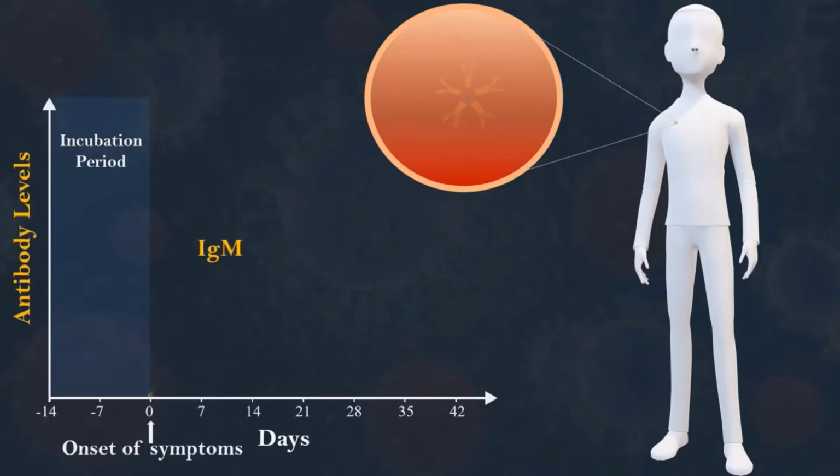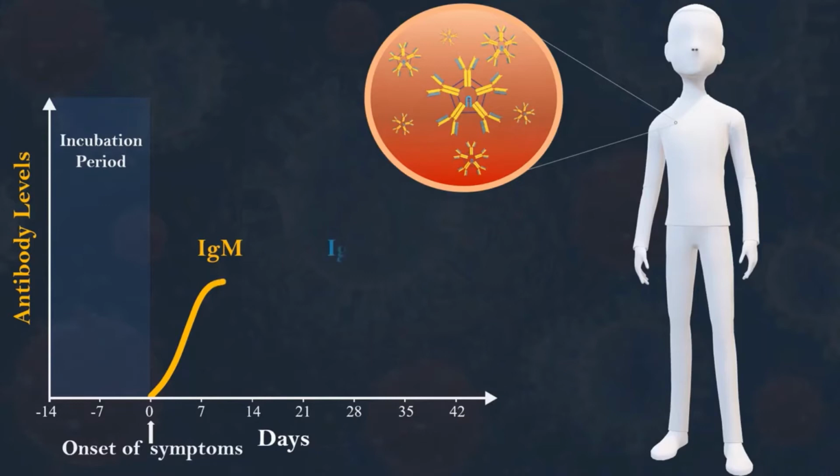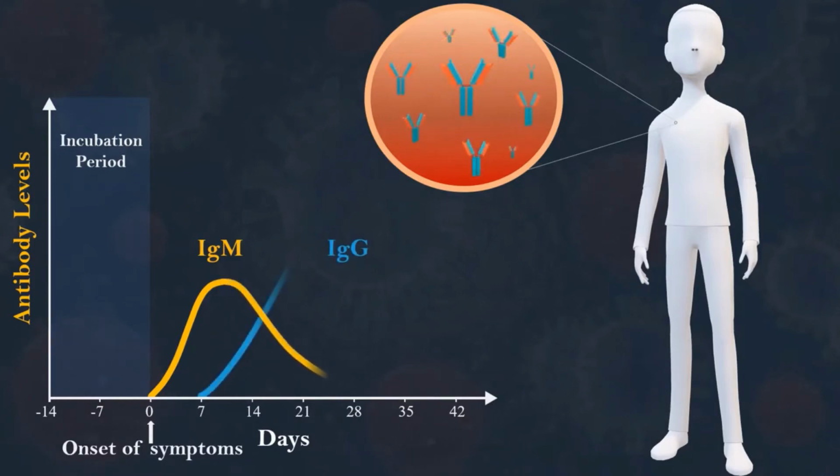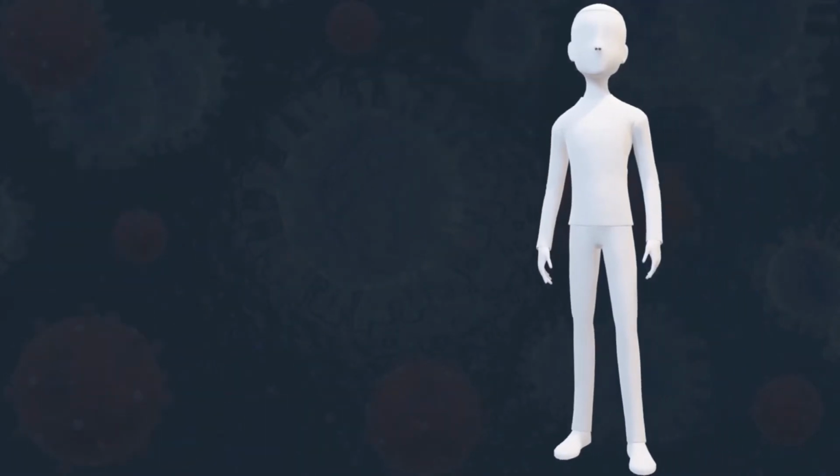IgM antibodies are produced against the viral antigen in the early stages of infection and are detectable 4 to 7 days after symptoms develop. Following that, IgG antibodies are produced 7 to 14 days after the onset of symptoms and are detectable for months and even years, depending upon the antigen and individual. These antibodies can also be detected if a person has an infection without any symptoms.